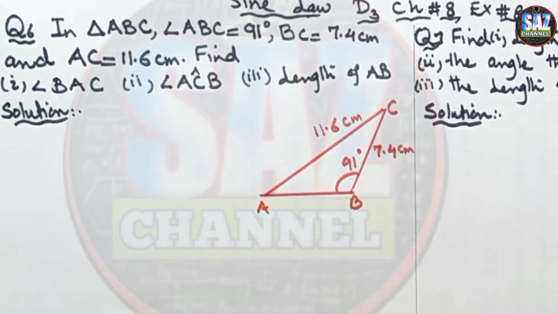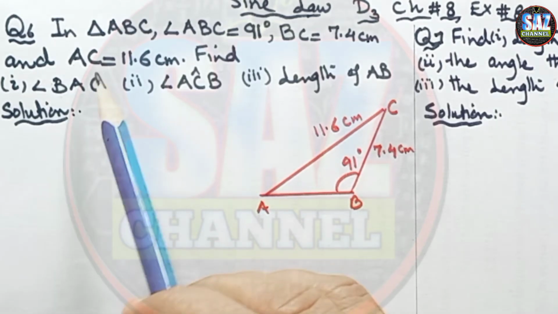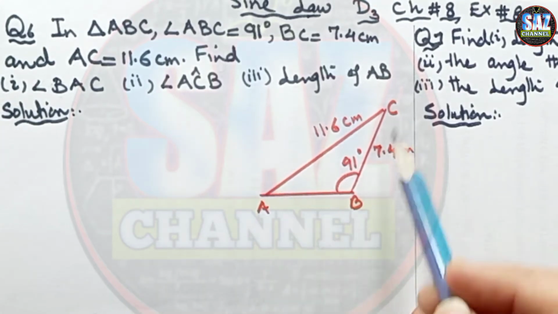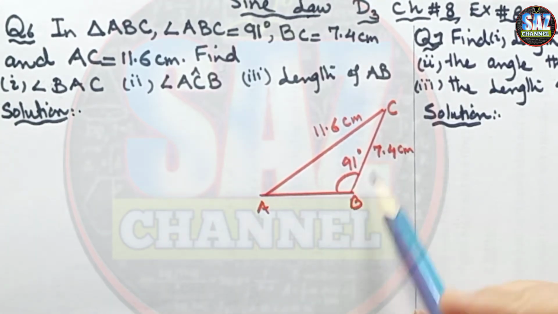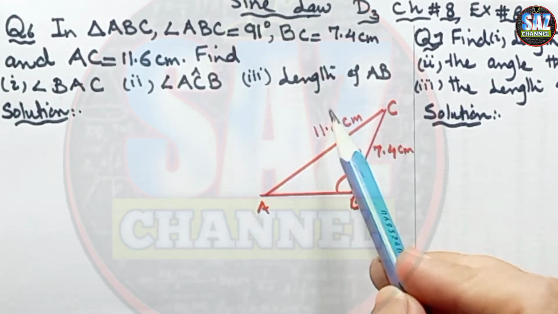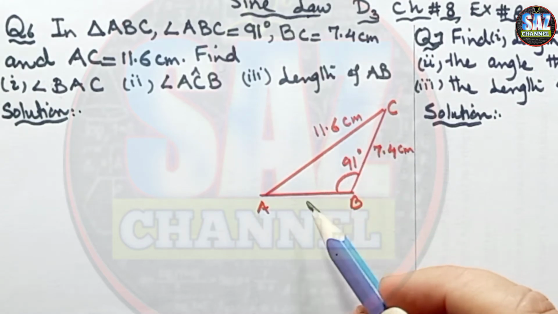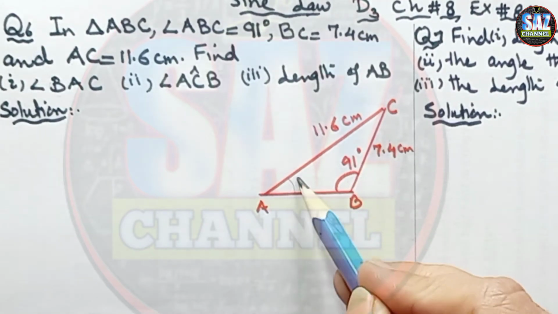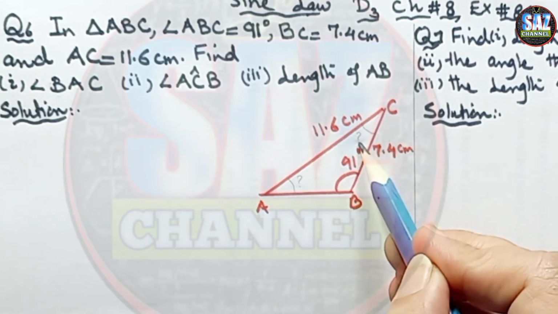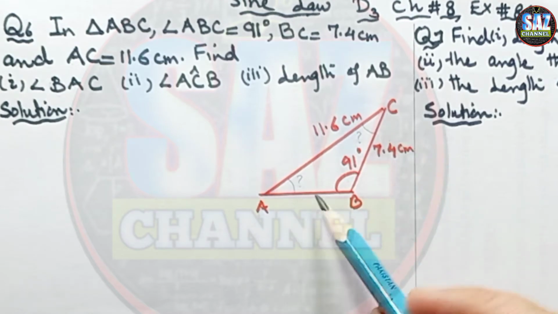I'll start my class with question number 6, and it's really important to read the question before the solution and compare the data, and if there is some mistake you can correct it in the beginning. Question says, in triangle ABC, angle ABC is 91 degrees, BC length is 7.4 centimeters, AC is 11.6 centimeters, and we have to find angle BAC, angle ACB, and length AB.